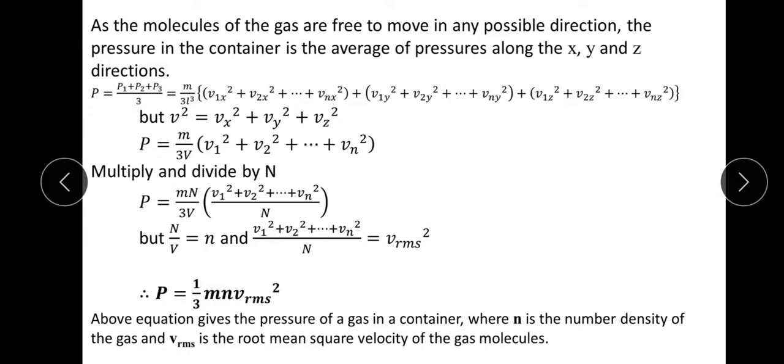So this equation gives the pressure of a gas in a container, where this n is called the number density, that is, the number of molecules present per unit volume, and v RMS is the root mean square velocity of the gas molecules, which will be discussed later. So this equation gives the pressure. Fine, we'll move on to the next one now.